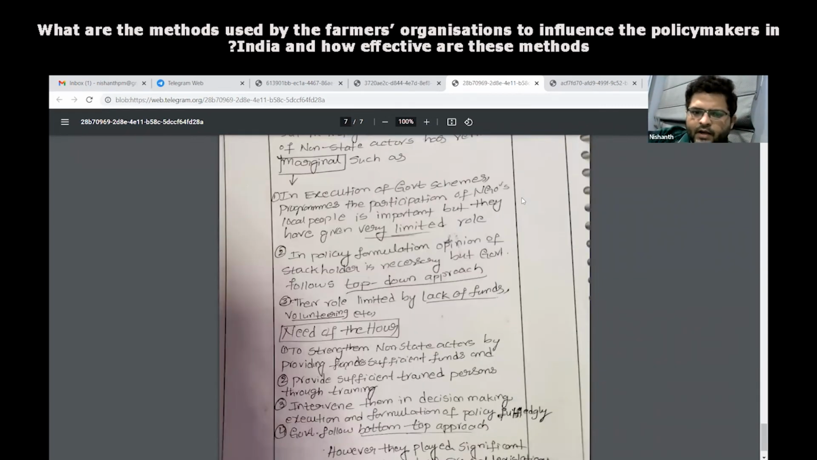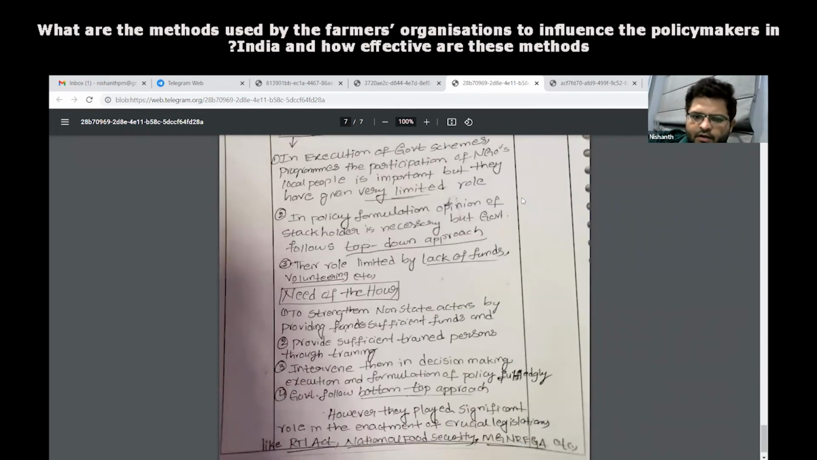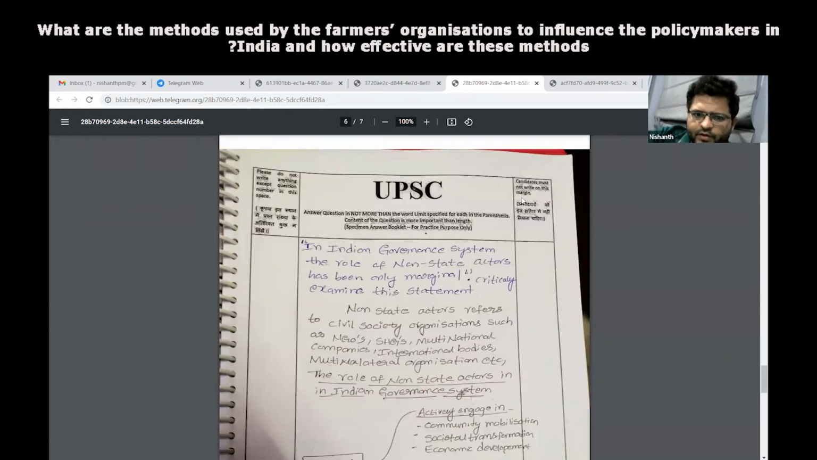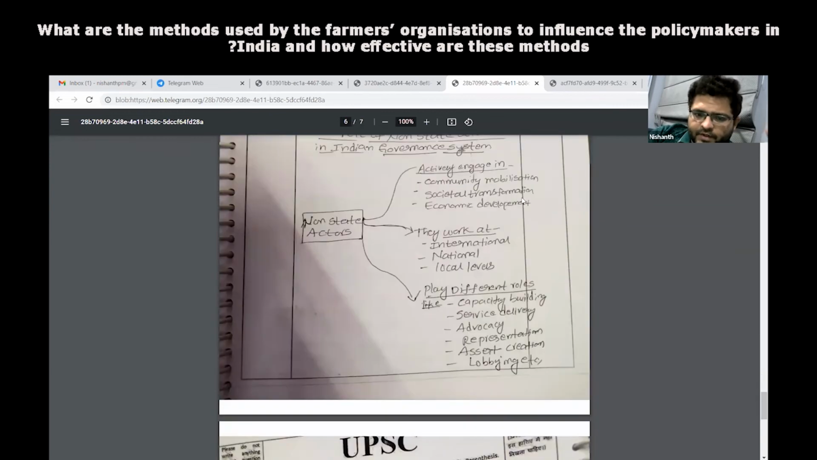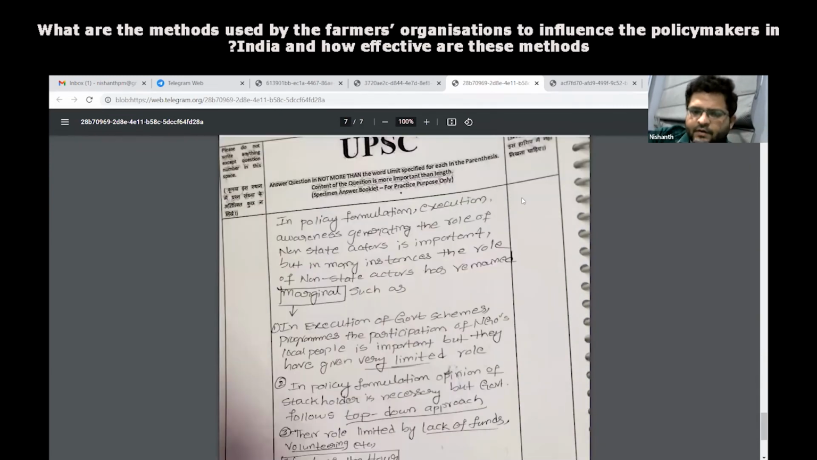And then you can see the need of the hour. She is giving the need of the hour and then saying what important measures are to be taken, and that the government has to follow a bottom-up approach to strengthen non-state actors and provide them training. Very good way of presenting the answer. For the demand of the question, her answer was very good.